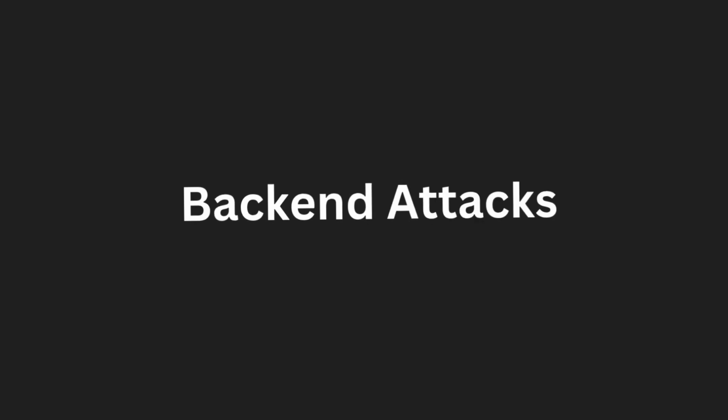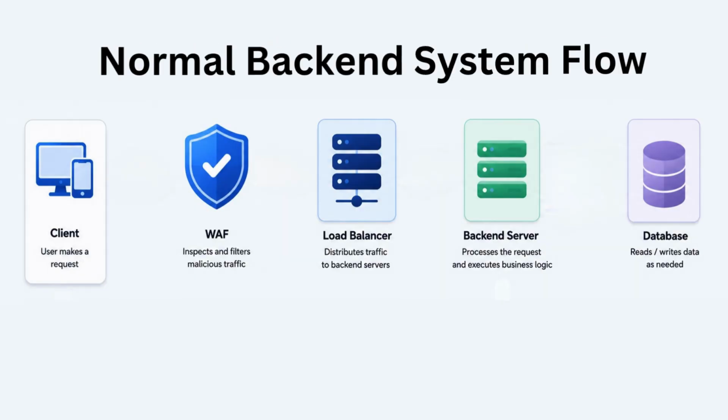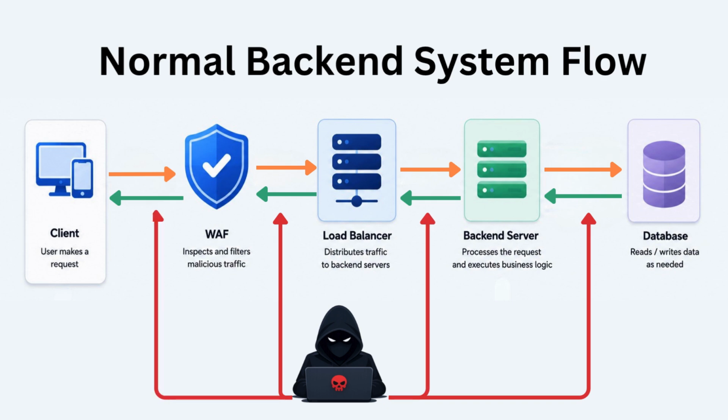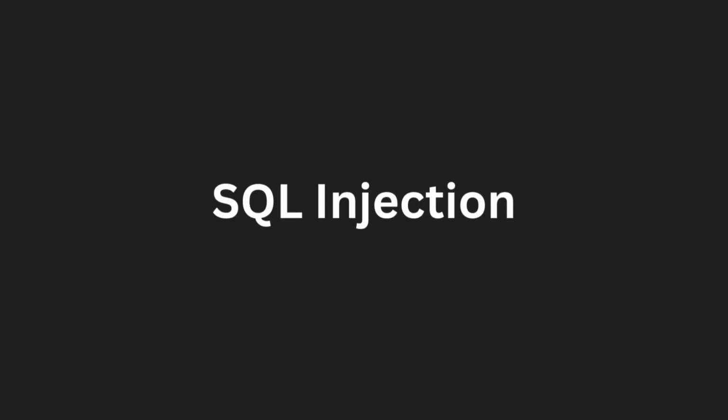Web and mobile applications constantly process user requests, interact with databases, and communicate with internal services behind the scenes. Backend attacks often try to abuse trust somewhere inside that flow. Today, we'll explore some of the most common backend attack types, how they work, and how systems defend against them. Let's go inside. Let's start with one of the most well-known backend attacks, SQL injection.